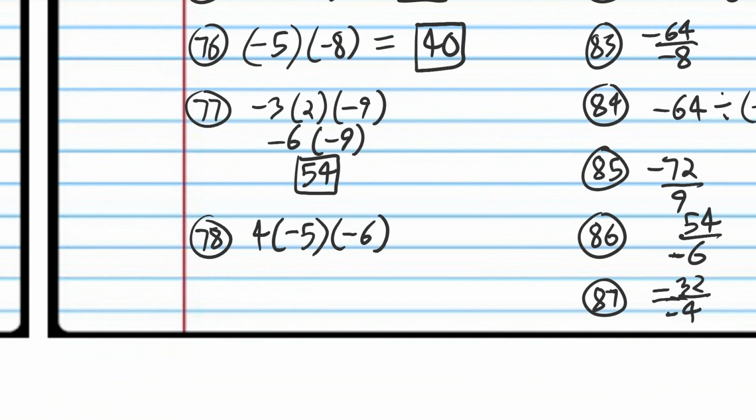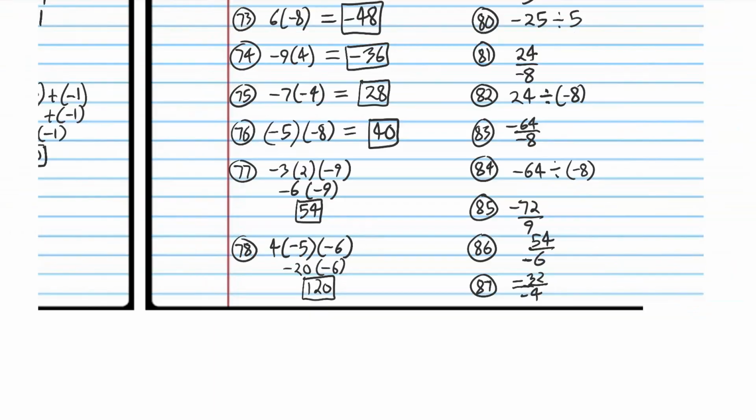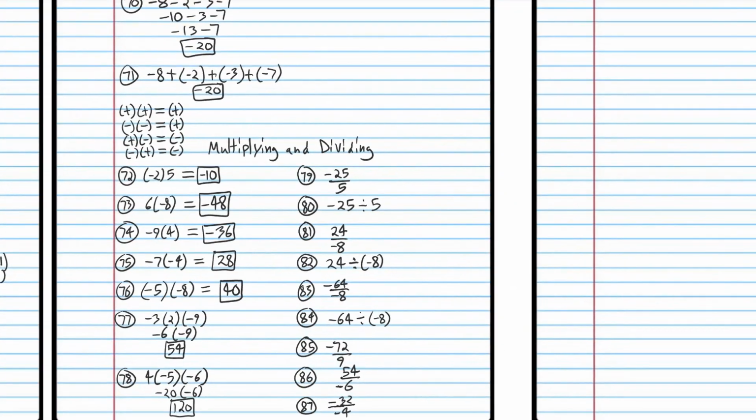4 times -5 is -20. -20 times -6 is going to be a positive because they're like signs, and it would be 120. 6 times 2 is 12, and then just add a 0 for 120. We learned how to do that in the previous class, my arithmetic course.